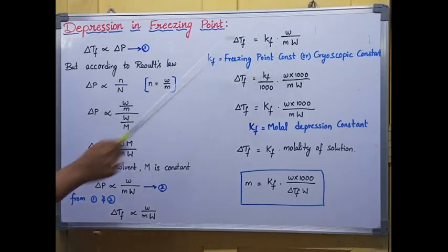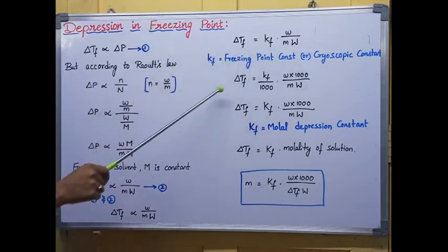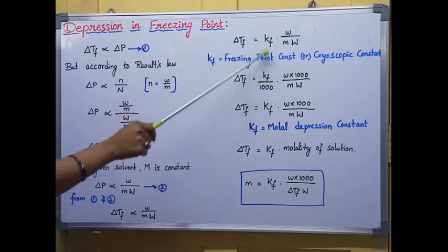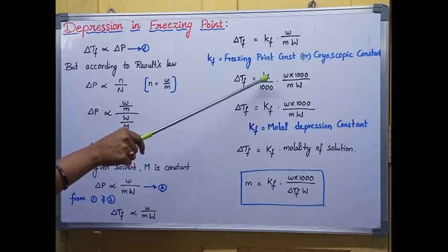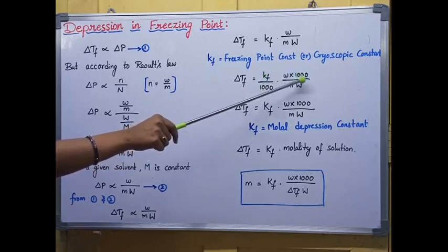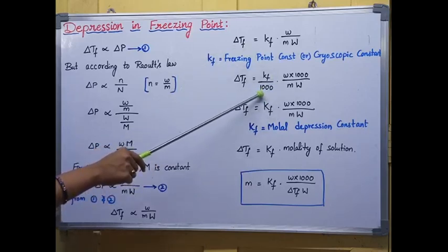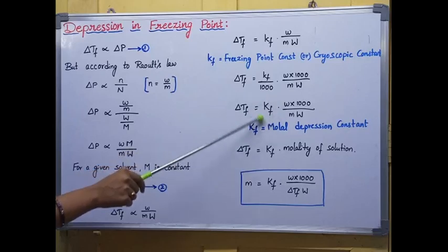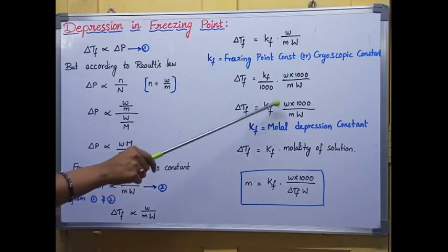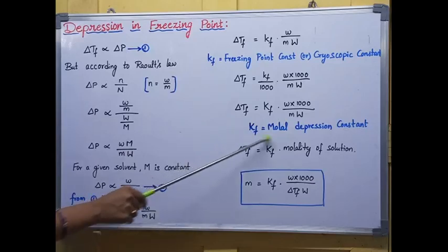Kf is the freezing point constant, or cryoscopic constant, of a solvent. Now to this equation I am dividing this side by 1000 and multiplying this side by 1000. So delta Tf is equal to Kf by 1000 into small w into 1000 by small m into capital W. Small Kf by 1000, that is the depression of freezing point per 1000, is called the molar depression constant. So I am substituting capital Kf: delta Tf is equal to capital Kf into small w into 1000 by small m into capital W. Kf is now the molar depression constant.